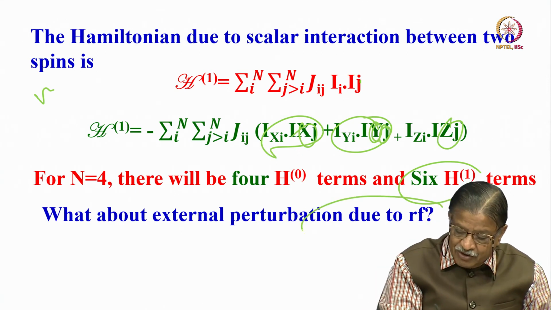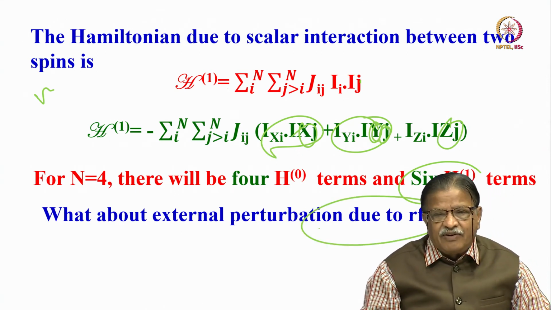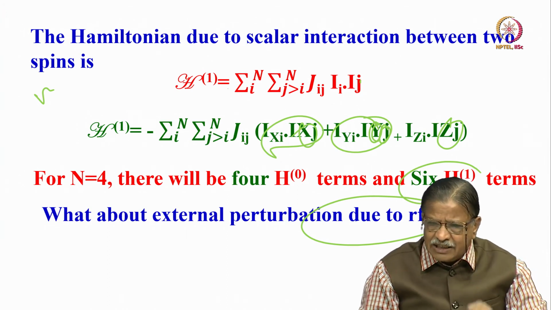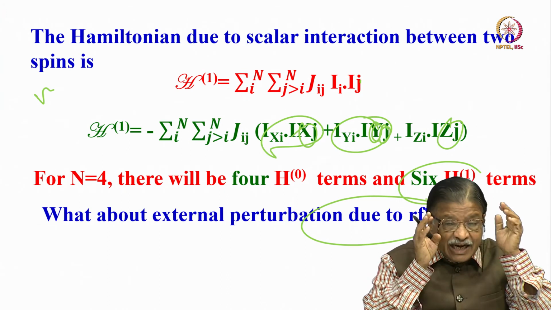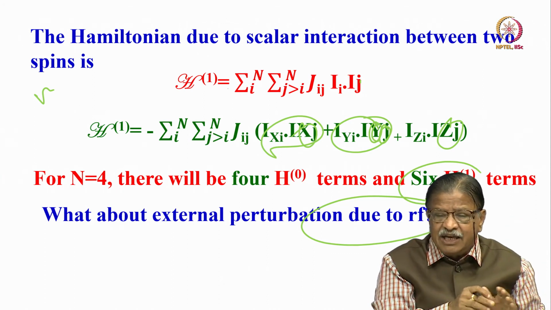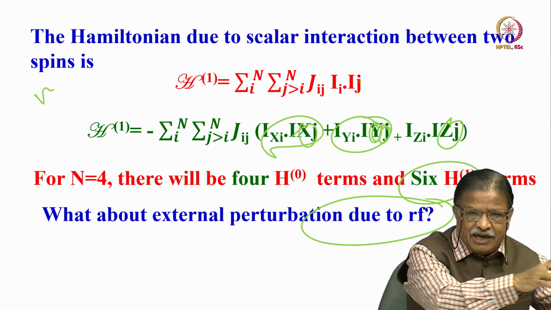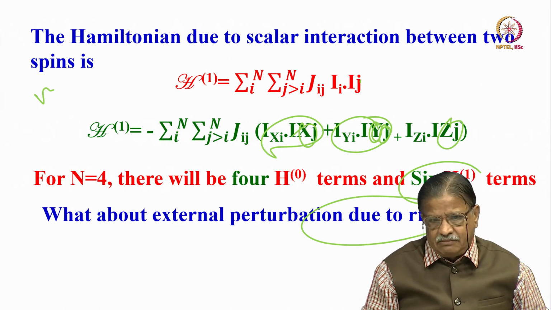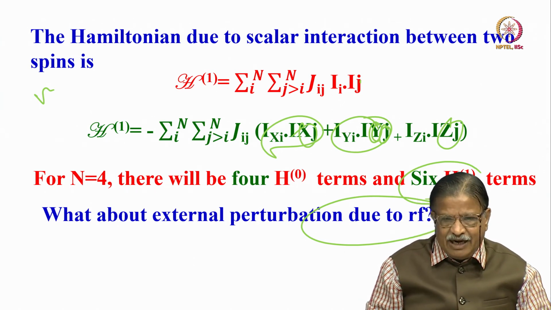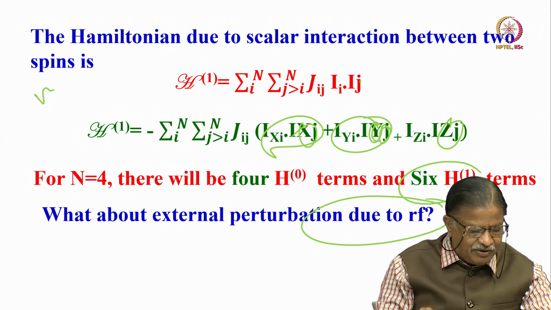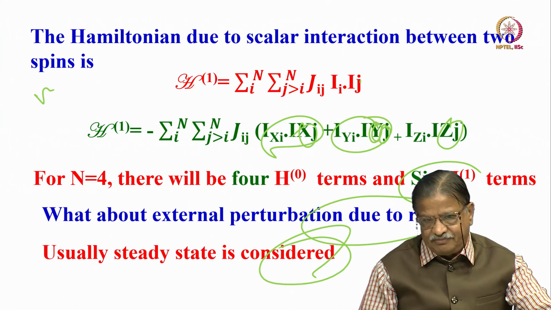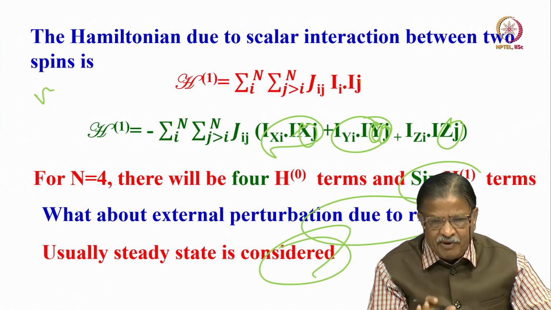Now you may ask me a question. What about the radio frequency pulse you are applying? Are you not perturbing the spin system? Is there no interaction with the RF? External interaction is there, like the Zeeman interaction we discussed. External interaction, 2 things. One is Zeeman, the other is RF. RF also has an interaction, but we will ignore it. Right now we do not consider the external perturbation, because we are considering only steady state. We will not bother about it at the moment for calculations.